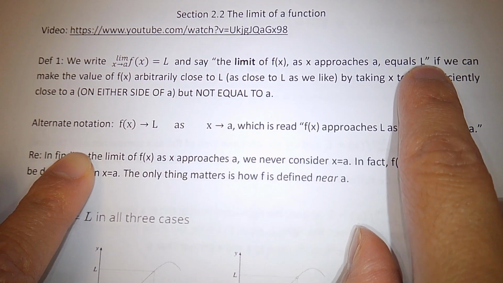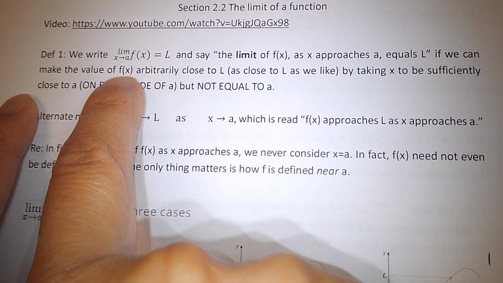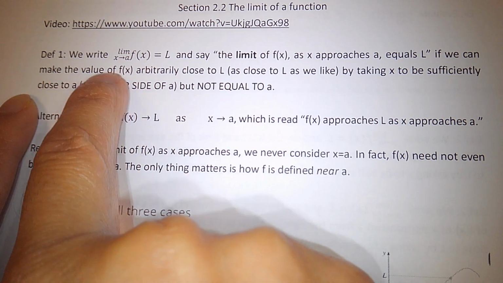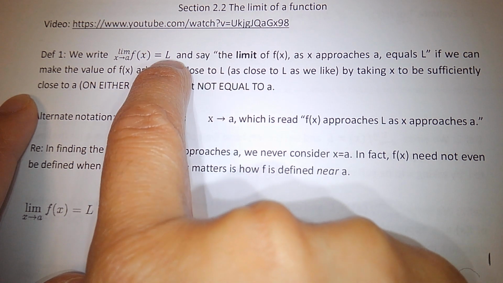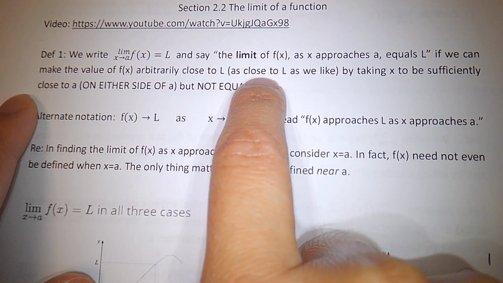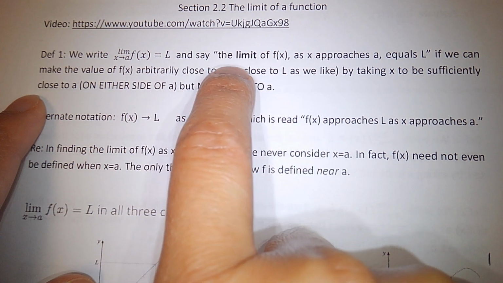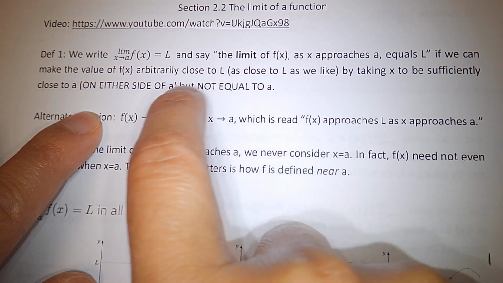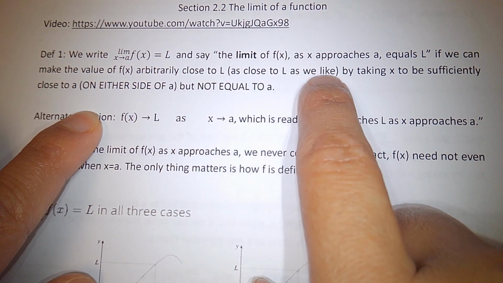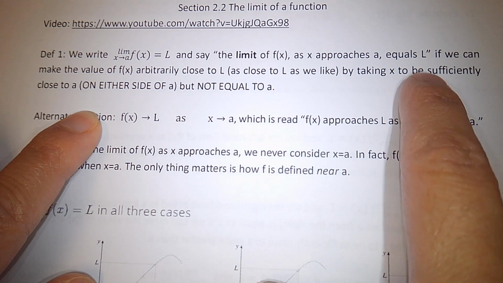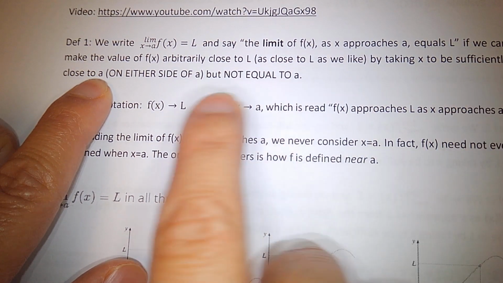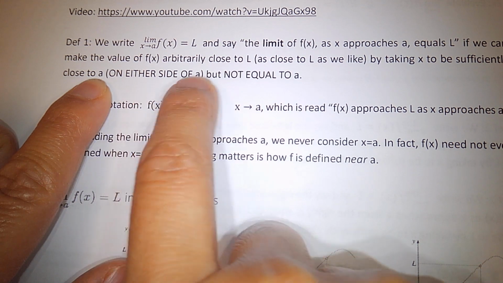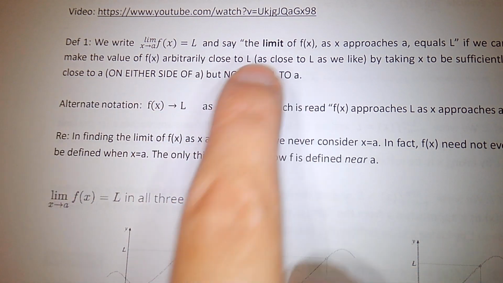If we can make the value of f of x, or the value of y, arbitrarily close to L, well, as close as we like to L, or arbitrarily close to L, it's the same thing, by taking x to be sufficiently close to a, on either side of a, but not equal to a.